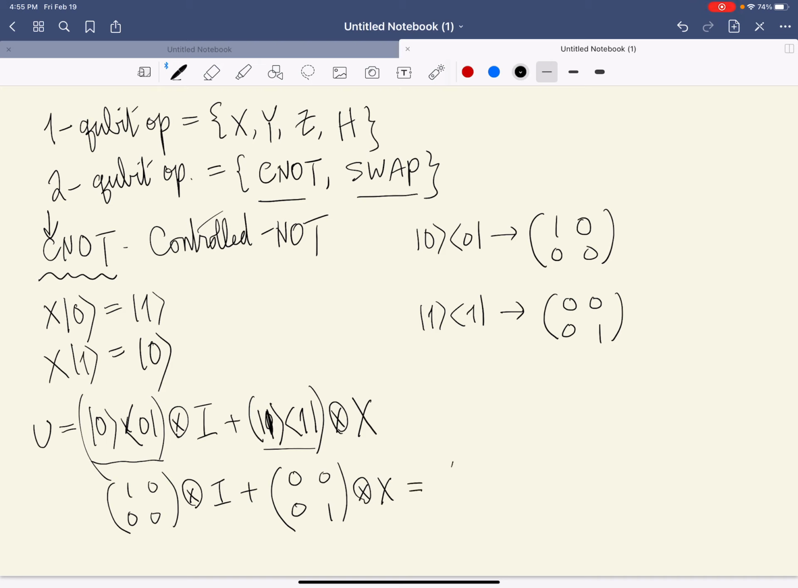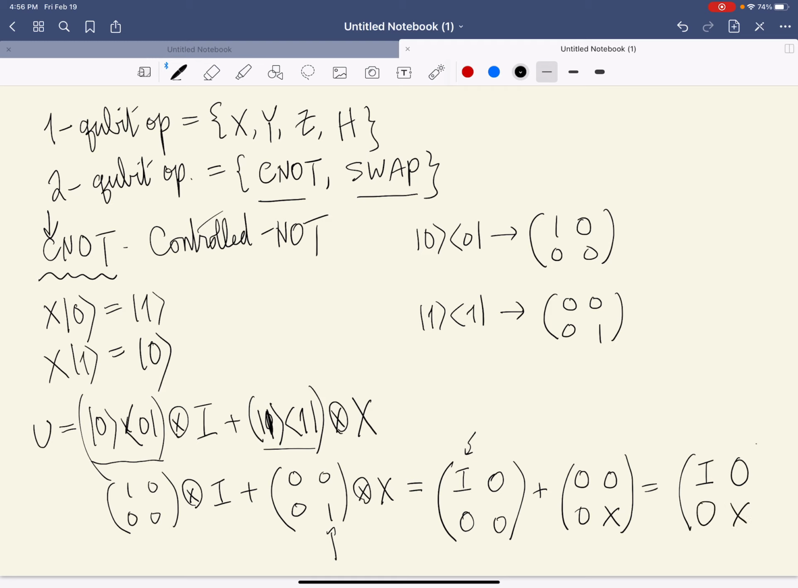Now, according to the rule of building up a tensor product, we have the 2 by 2 identity matrix in place of the 1, and we have the X matrix in place of the 1 over here. And adding these two together, we get an identity matrix in the upper left corner of the 4 by 4 matrix, and an X matrix in the lower right corner of the 4 by 4 matrix. So this is how you represent the Cnot unitary operation as a matrix.